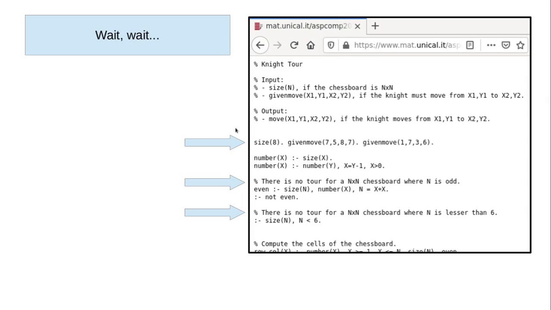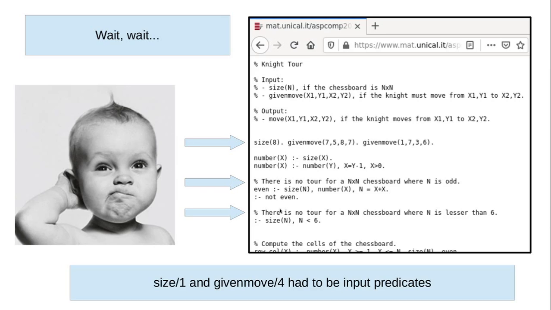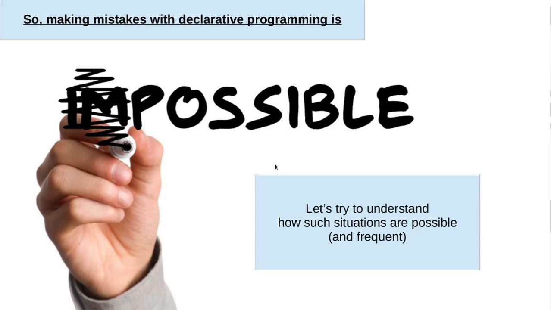But let me say that I was a bit surprised to see this kind of lines in this encoding. In particular, the first line of code specifies a size of 8, but then there are constraints that check some property on the sides, because actually, yes, the sides should be an input predicate, not being part of the encoding. So making mistakes with declarative programming is not so impossible, it's actually quite common, and I would say it's even frequent.